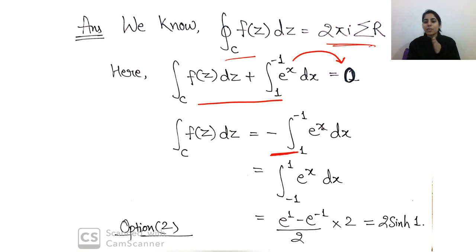And now since I have written x, because only real x is involved. If you want to keep it as z as well, you can keep it z. That will be okay. That will not make any difference in the answer. Clear?